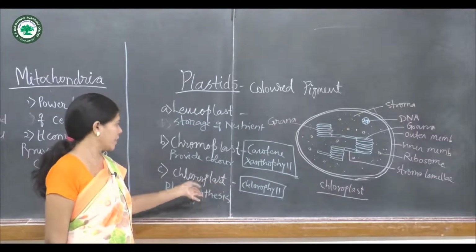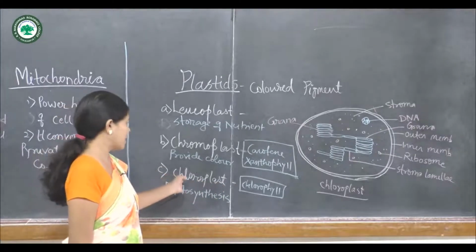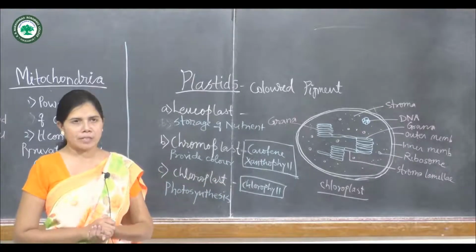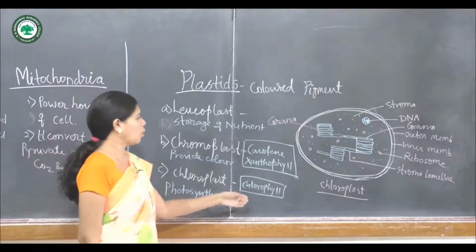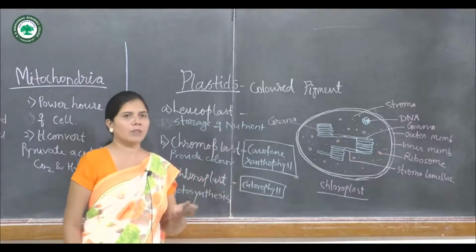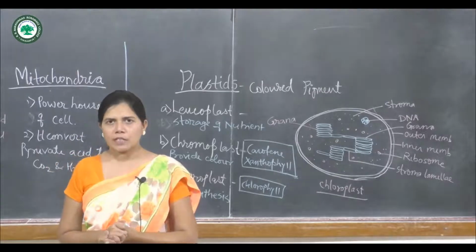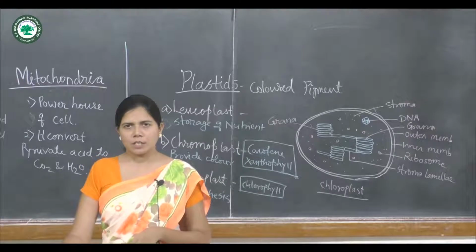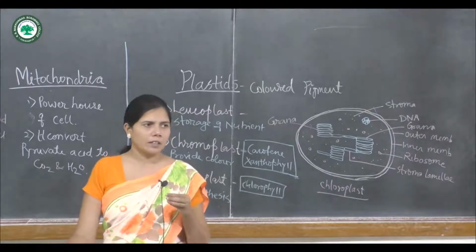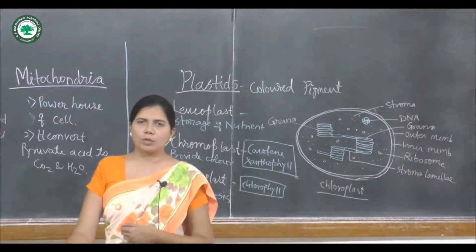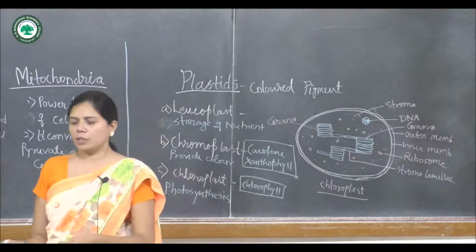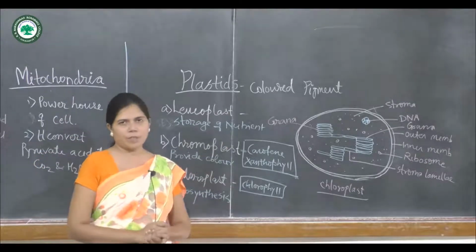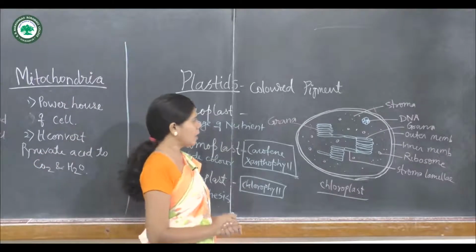Now we move on to our third type of plastid, the chloroplast, which is a very essential type of plastid containing the chlorophyll pigment. That's why the chloroplast is green in color and it helps in the process of photosynthesis, or we can say that it takes part in the process of photosynthesis. The chloroplast is a double walled structure.